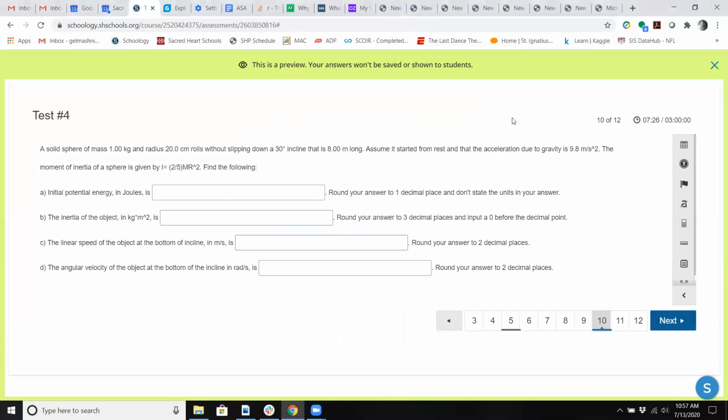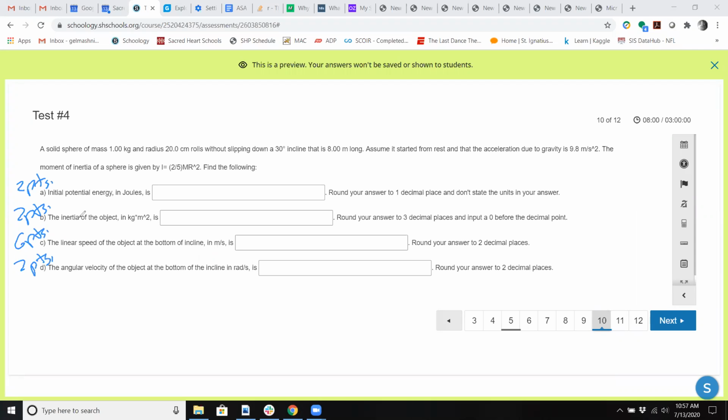Okay, number 10. Yeah, this one was a big problem, so we're going to spend a little time on it. A solid sphere, with that mass and radius, and I give the radius in centimeters, so be careful there. It rolls without slipping down a 30-degree incline that's 8 meters long. I ask for the initial potential energy, the inertia, the linear speed, and the angular velocity. Part 2 is worth the most points. That was worth 2 points, that was worth 2 points, that was worth 6 points, and that was worth 2 points.